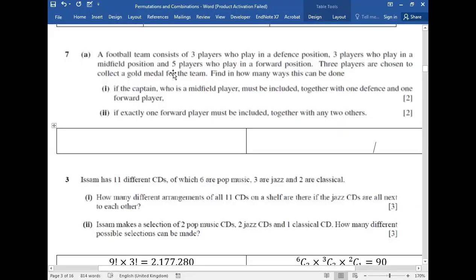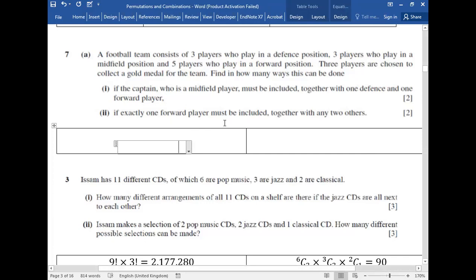सही है. Find in how many ways this can be done, if the captain who is a midfield player must be included. वो captain तो आपने include कर लिया and he was a midfield player, together with one defense and one forward player. Defense में कितने लोग हैं total? 3. And out of those 3, how many do you need to select? 3C1 multiplied by forward player में से एक select करना है, 5C1. 3C1 into 5C1. वही बात समझ जा रहा हूँ. With every defender you can get every forward: D1, F1, D2, F2, D. तो क्या करना चाहिए? Multiply. Is this clear?